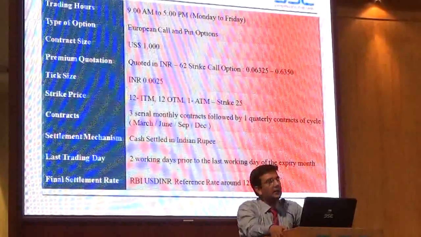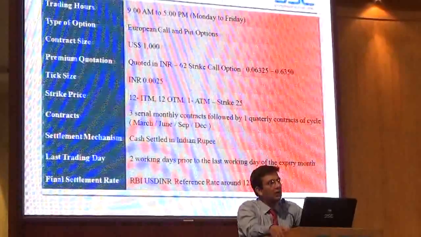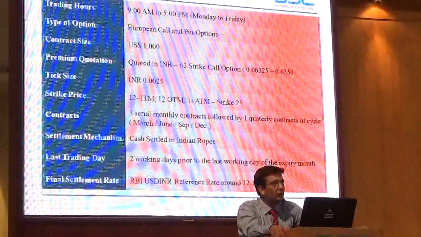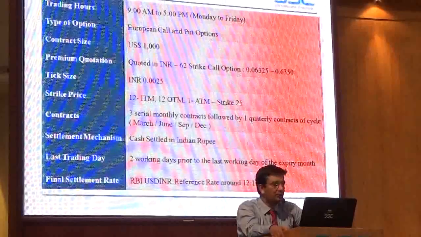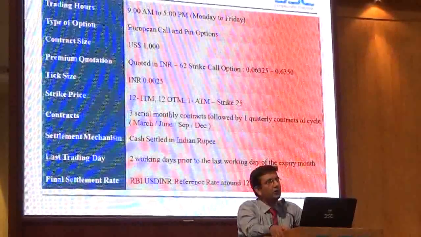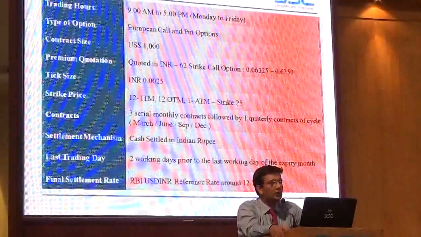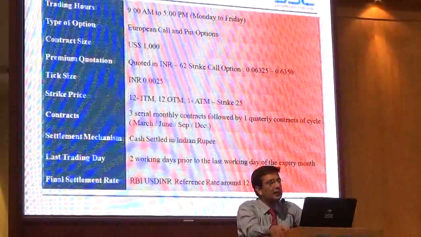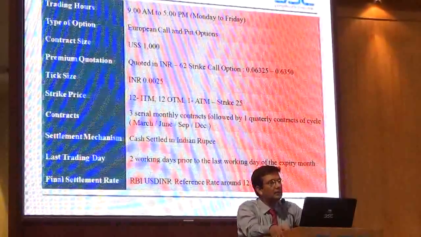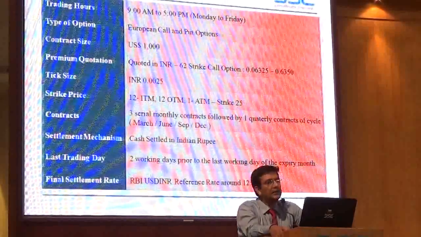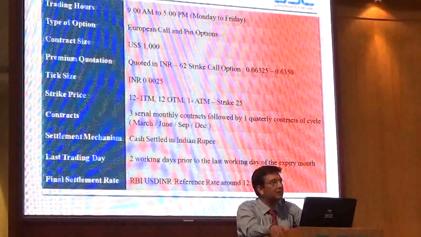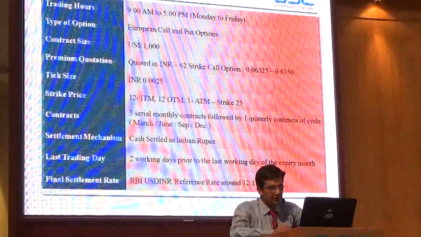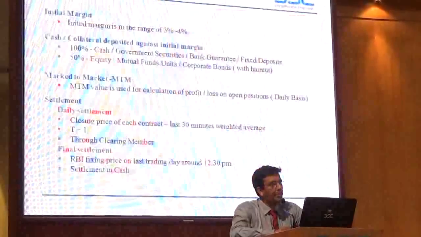And strikes, at any time, are 12 ITM, 12 OTM and 1 ATM. At any point of time, 25 strike rates will be available. There are 3 monthly contracts and 1 quarterly contract available at any point of time. Settlement is a cash settled contract. And the expiry day is same as the future, 2 days prior to the last working day. And the final settlement is on the RBI reference rate.